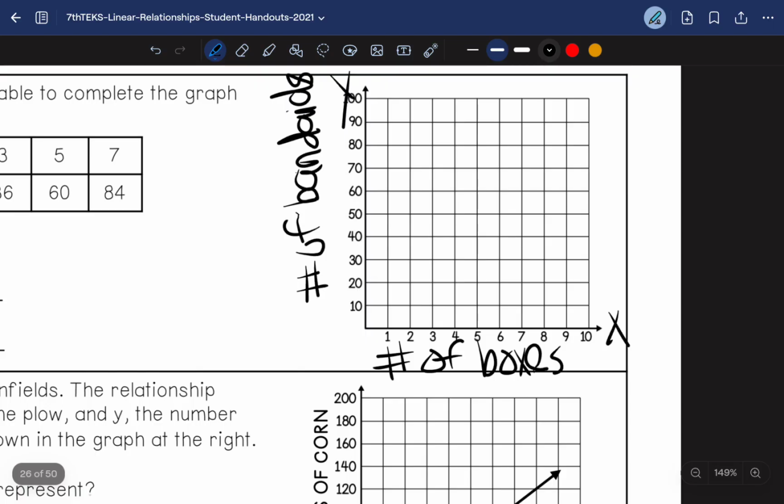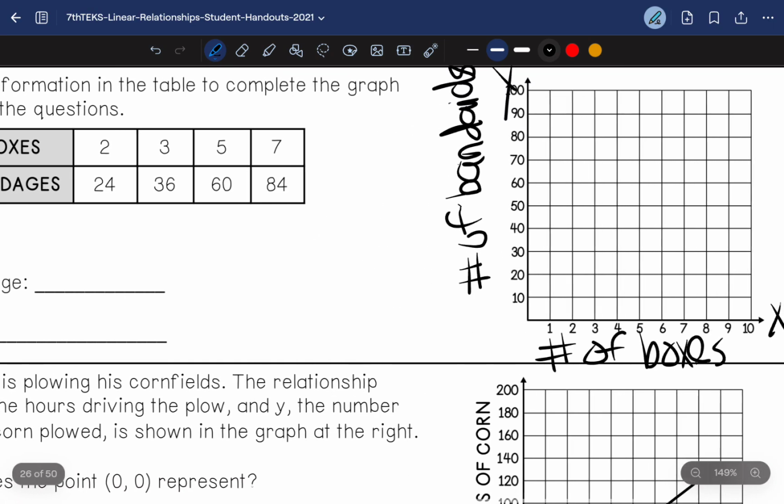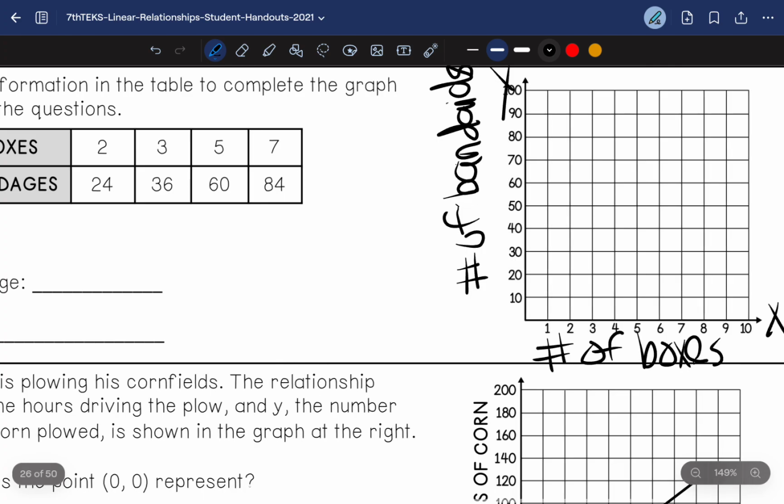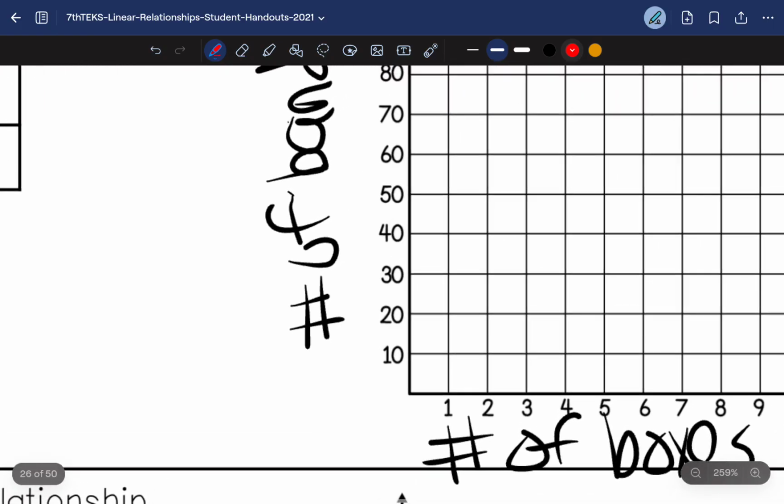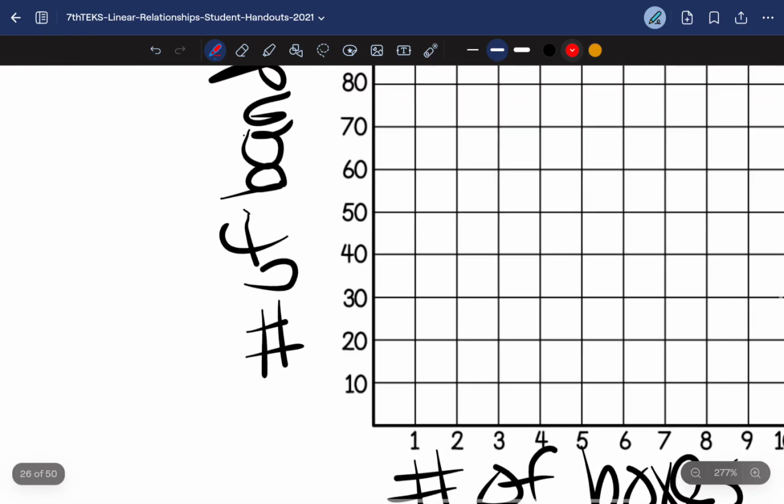And we're going to plot. We're just going to do our best guess here because our increments aren't quite exact with what's going on in the table. So if we look at 2 boxes, there should be 24 bandages. So I'm going to go to the right 2 and then up to 24, which is just a little bit not quite in the center between 20 and 30. It's just a little bit below.